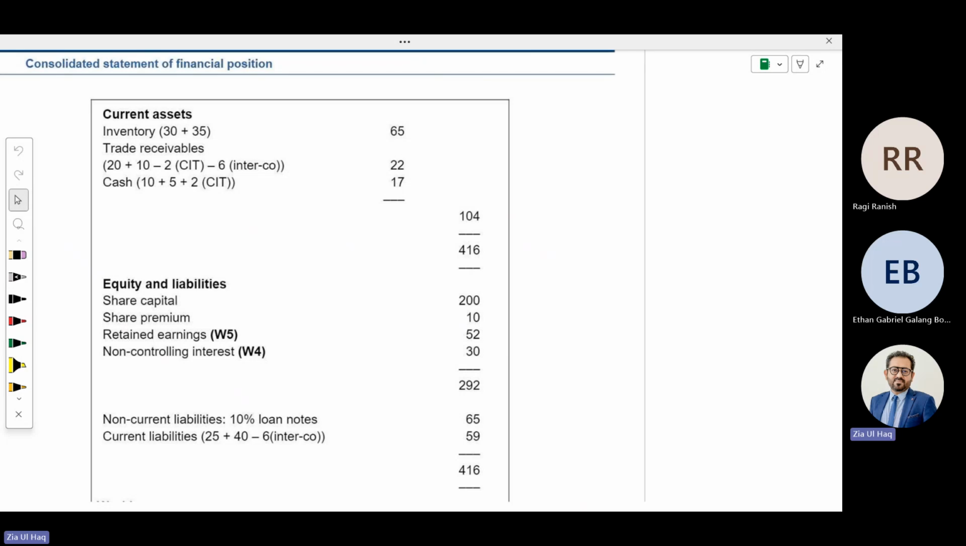And non-controlling interest can be calculated using two methods: the fair value method or the proportionate share of net assets method. And if we are calculating using the fair value method, in that case, impairment of goodwill will be charged to non-controlling interest and group's retained earnings.